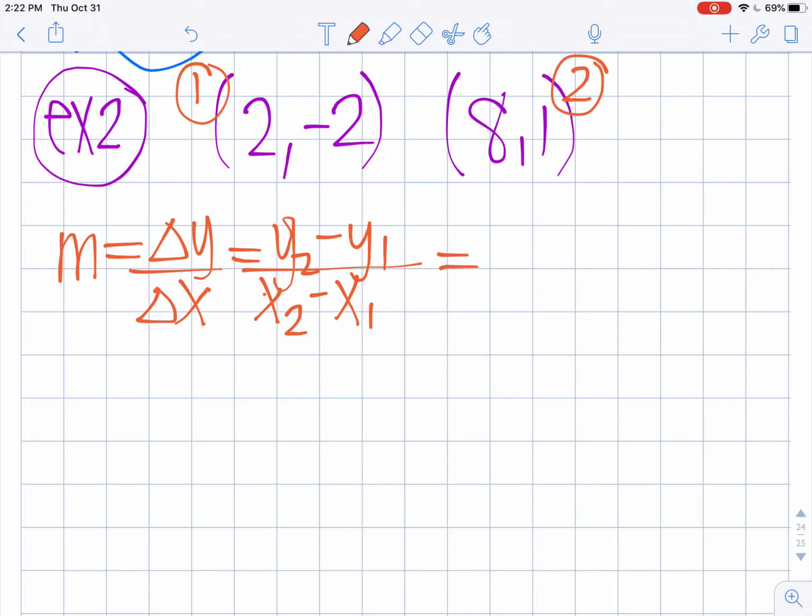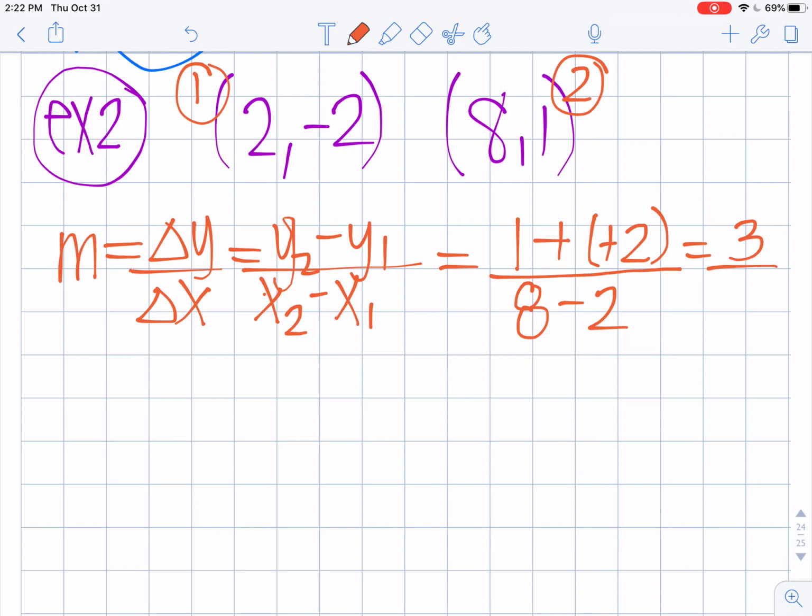In my point number 2, my y value is 1. In my point number 1, my y value is -2. In my point number 2, my x value is 8. And in my point number 1, my x value is 2. So this becomes 1 plus 2, which is 3, and 8 minus 2, which is 6, giving me a slope of 3/6, reducing this fraction into 1/2.